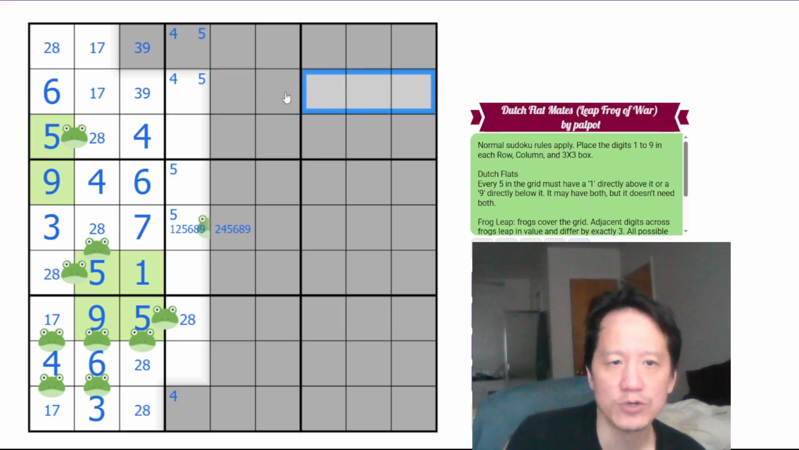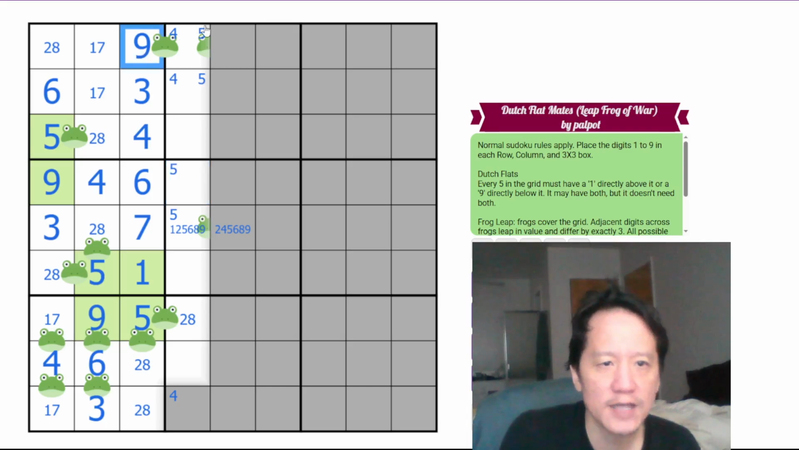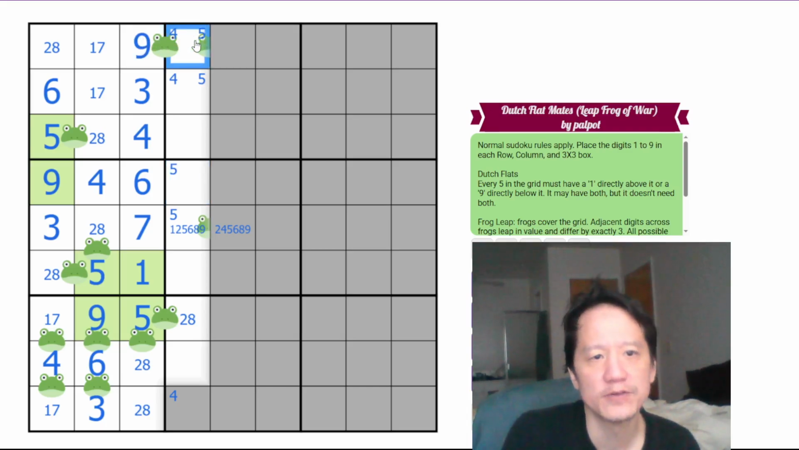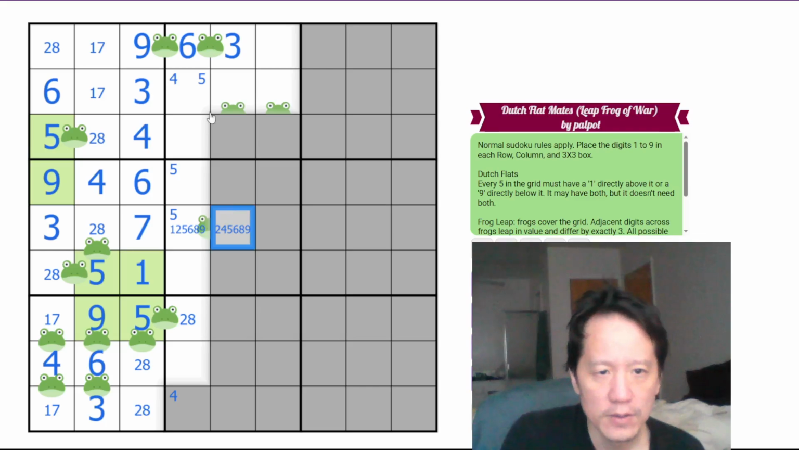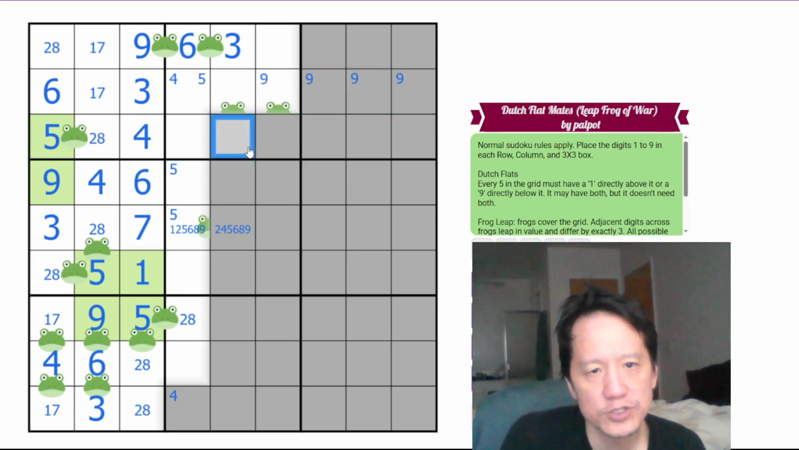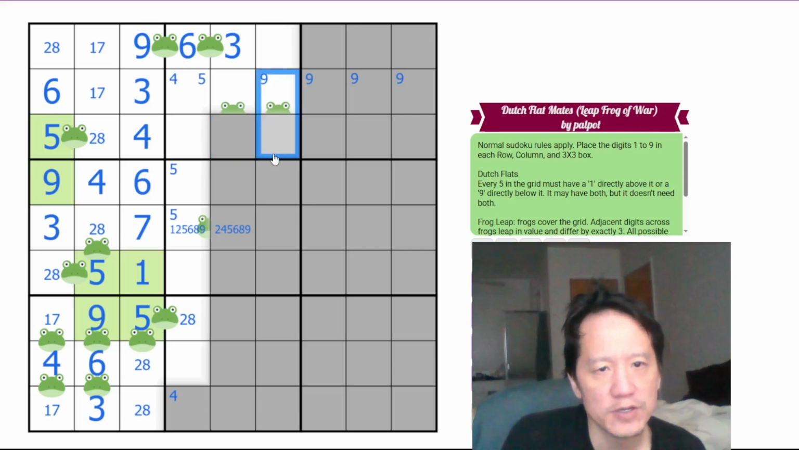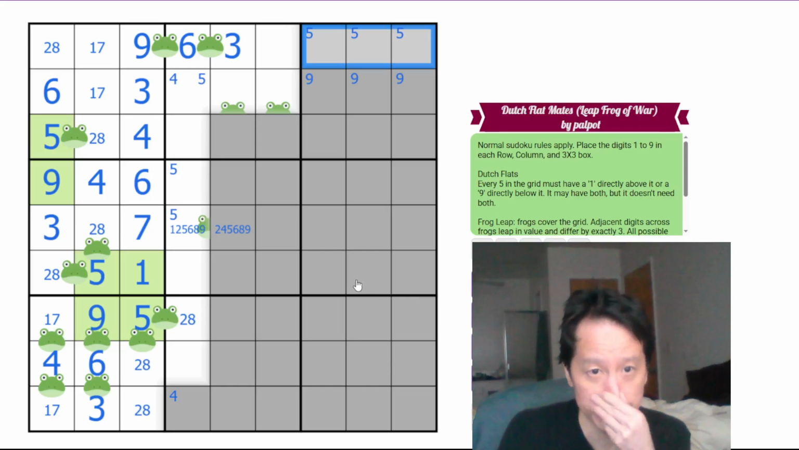Therefore, 9 has to be in one of these 6 cells, so this cannot be a 9 here, which means this must be a 3, which makes that a 9. This 9 is 3 away from another digit here, so it can only be 6 here, which makes this a 3. This can't be 5 anymore. So then 9 has to be one of these 4 digits. We're not sure which. But if this is 9, it would have to be a frog's leap away from a 6 here, which is not possible because we have a 6 in the same box. So 9 has to be one of these 3 cells, which means 5 has to be one of those 3 cells.